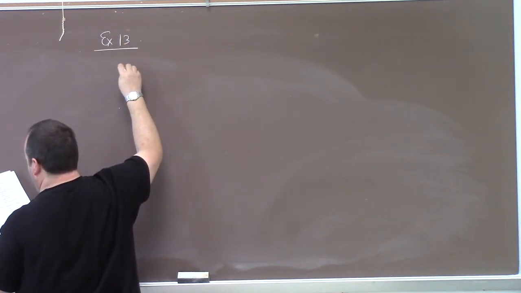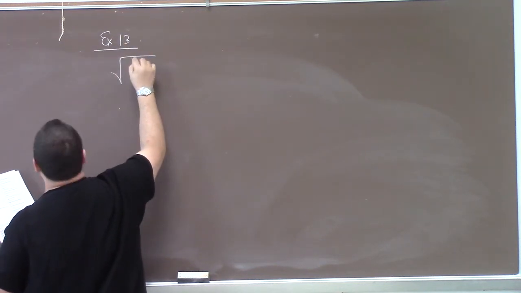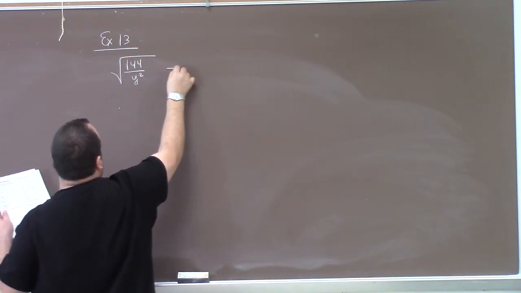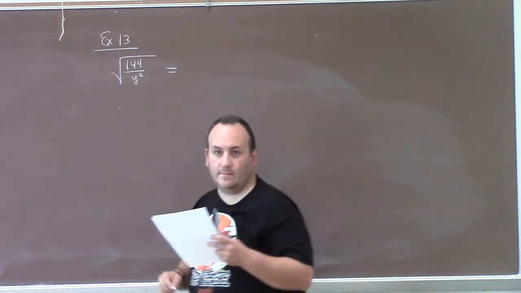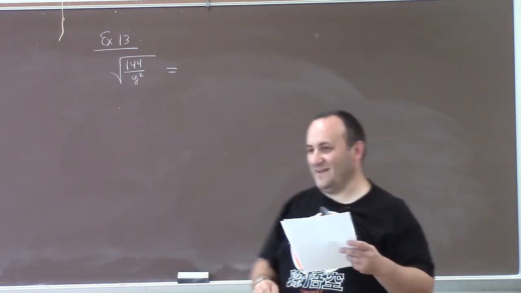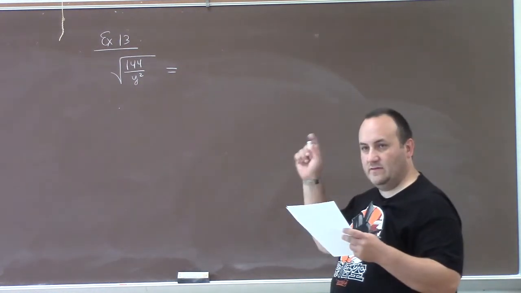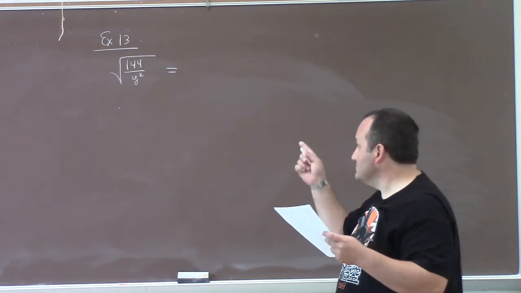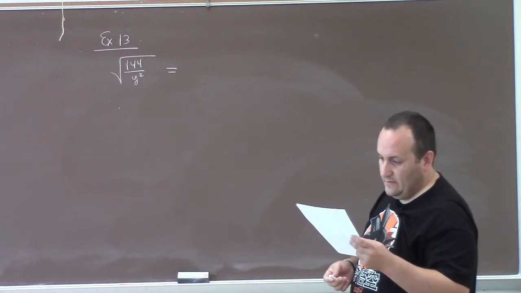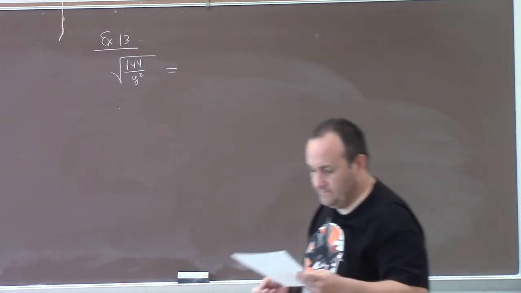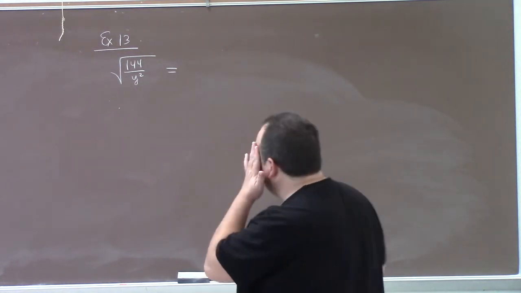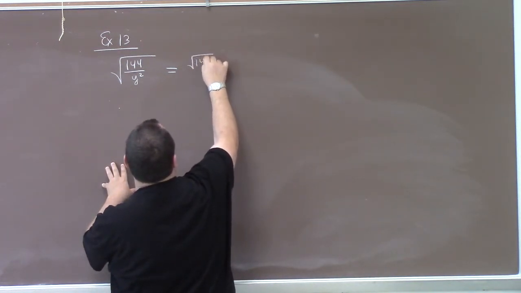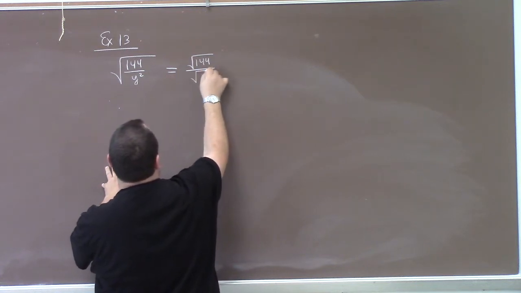13 is the square root of 144 over y squared. Oh, you're fine. Is this one familiar? Okay. So to do this one, we go, okay, so that's the square root of 144 divided by the square root of y squared.